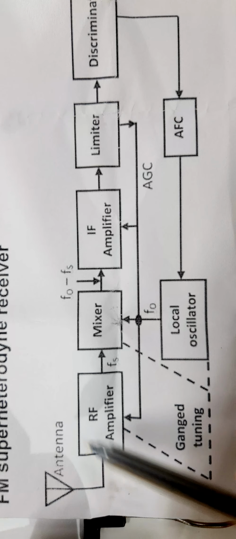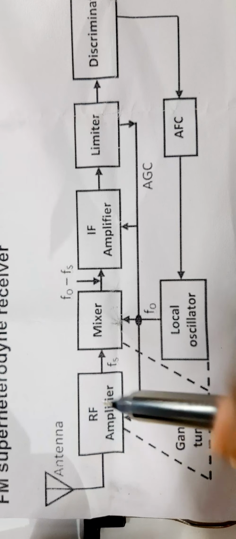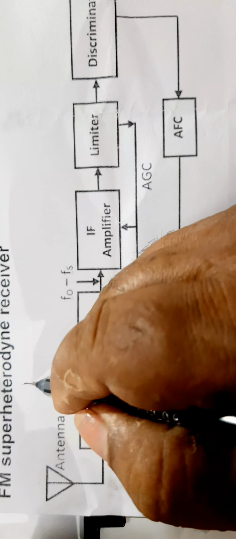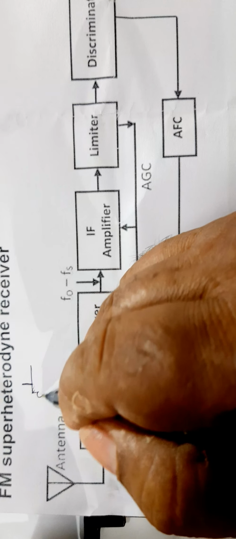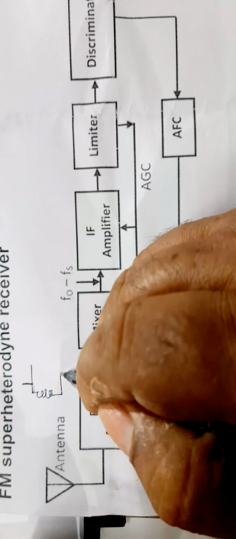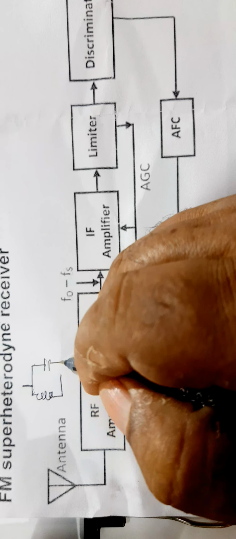That means the RF amplifier has a tuning circuit. This is a tuning circuit. The tuning circuit is a parallel combination of L and C.